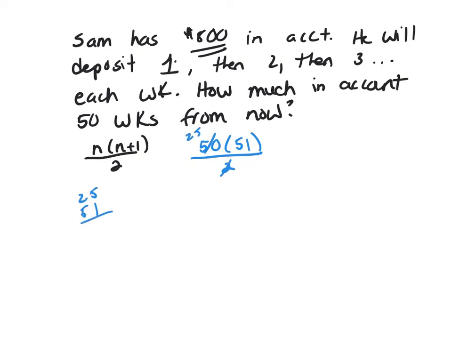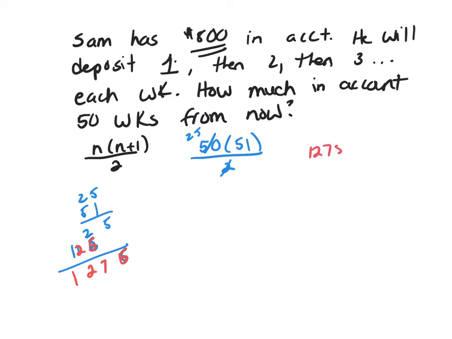25 times 51. 1 times 5 is 5, 5 times 2 is 10. Sorry, let me do a different color. 5 times 1 is 5, 5 times 2 is 10, 2 times 5 is 10, 2 times 2 is 4, plus 1 is 5. So 1,275 is how much collectively he puts in those 50 weeks.